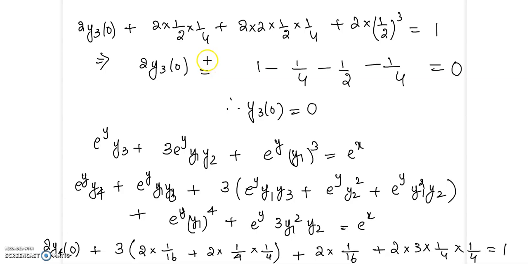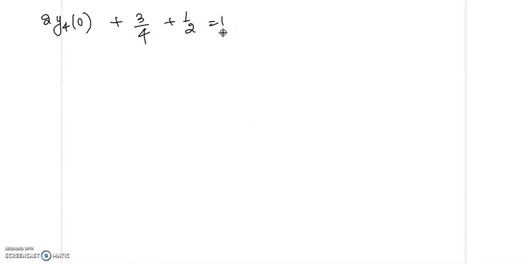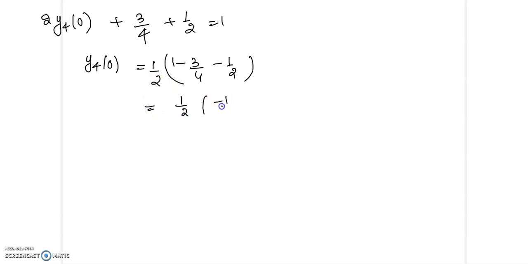Then 1/8 plus 3/8, so 4/8 will come. So that will be 1/2, equal to 1. So y4 at 0 will be 1 minus 3/4 minus 1/2 by 1/2. So that will be 1/2 into minus 1/4. So therefore y4 at 0 is equal to minus 1/8.